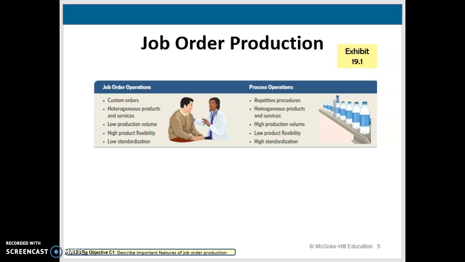So both job order and process are used in manufacturing and service companies. This slide kind of shows us the important features of job order and process operations. Both kinds are used by manufacturers and also by service companies. For example, movies made by Walt Disney and financial audits done by KPMG are examples of job order service operations, where order processing in large mail order firms like LL Bean is an example of a process service operation.